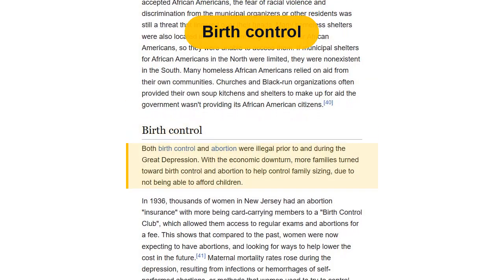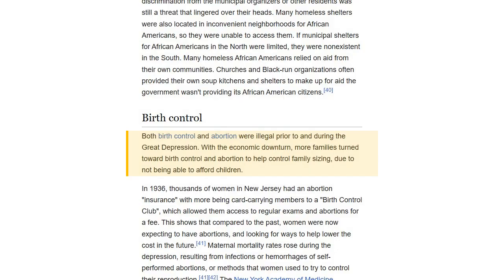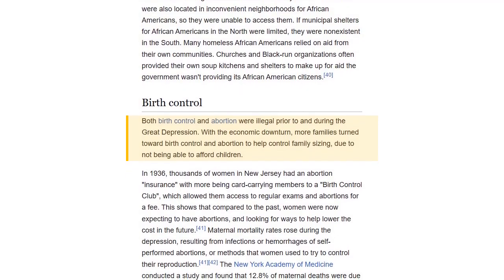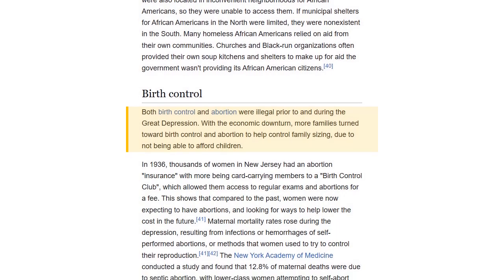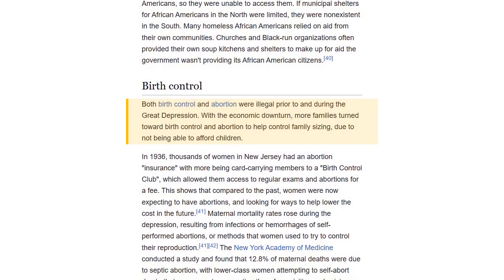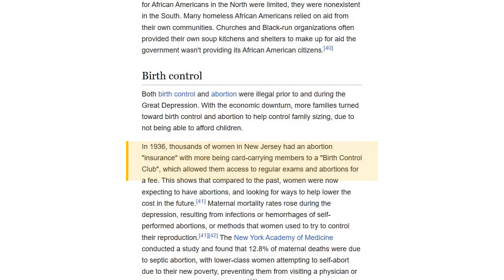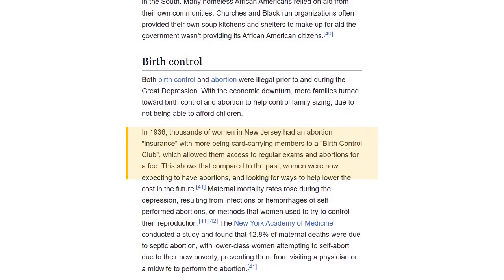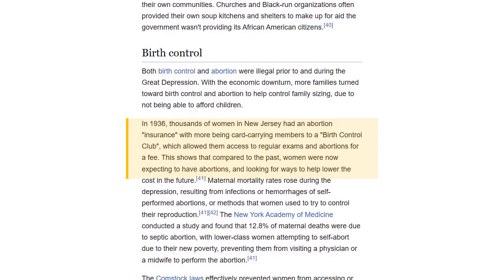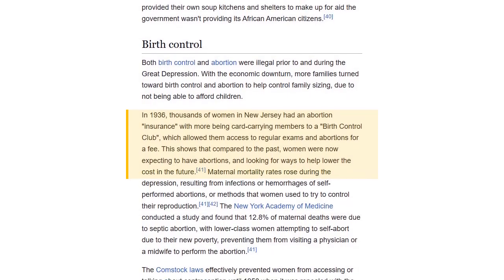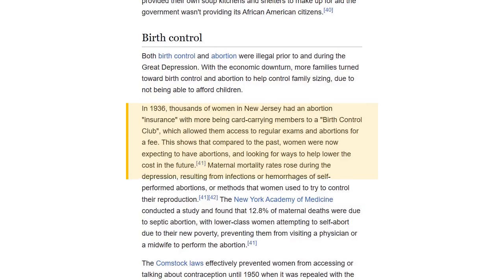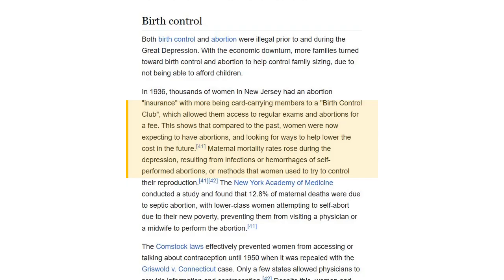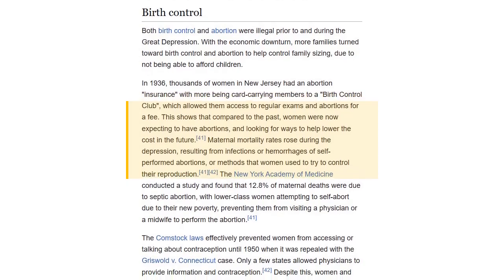Birth control. Both birth control and abortion were illegal prior to and during the Great Depression. With the economic downturn, more families turned toward birth control and abortion to help control family sizing, due to not being able to afford children. In 1936, thousands of women in New Jersey had abortion insurance, with more being card-carrying members of a birth control club, which allowed them access to regular exams and abortions for a fee. This shows that compared to the past, women were now expecting to have abortions and looking for ways to help lower the cost in the future.